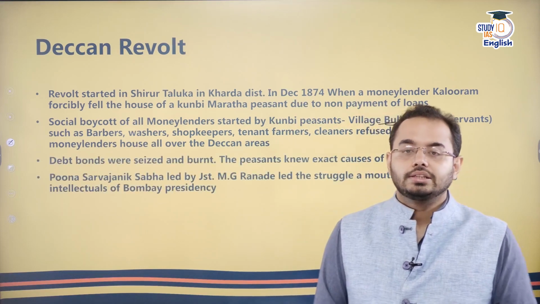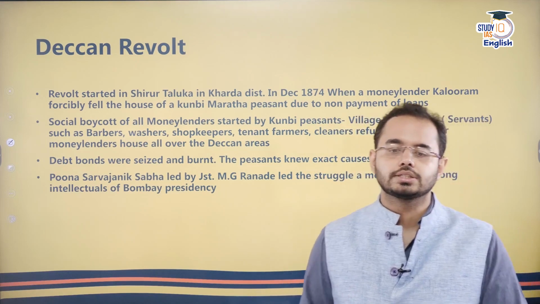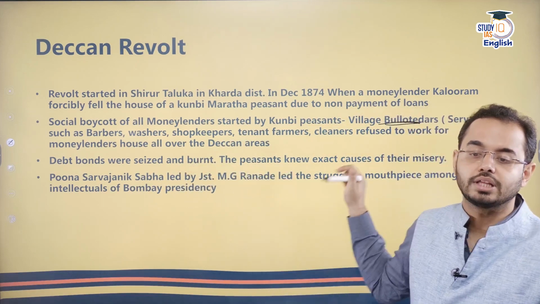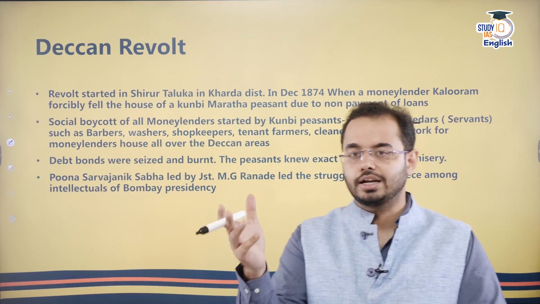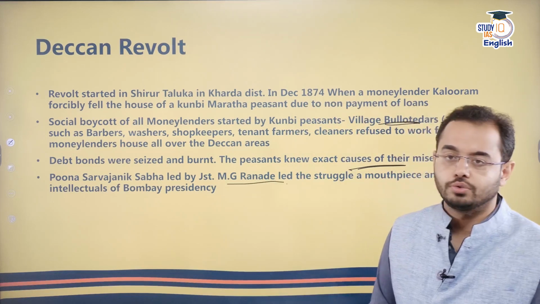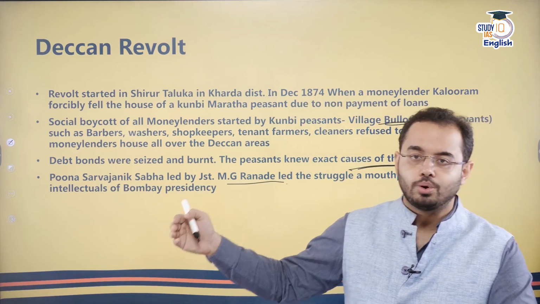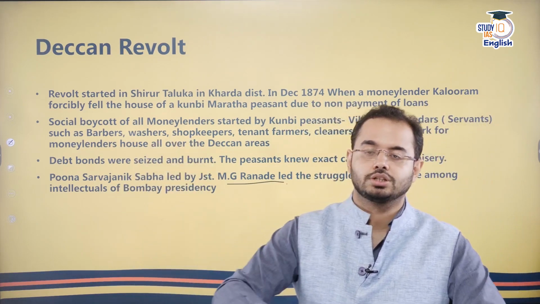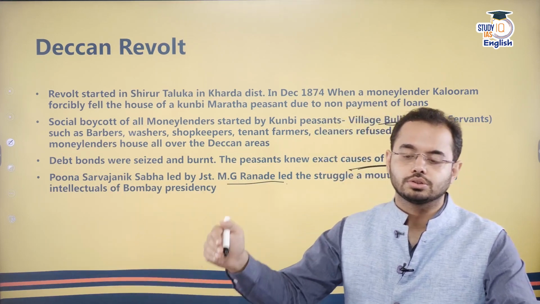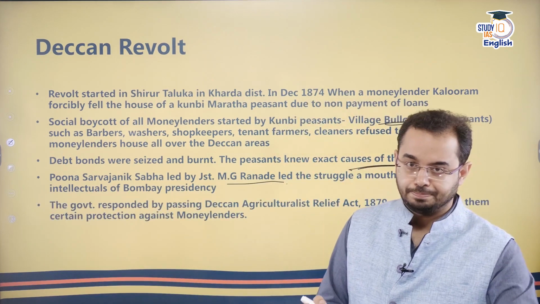Not only that, the debt bonds, the bonds which the peasants had to sign before taking an advance from the money lenders, were seized and burnt by the peasants. The peasants knew the exact cause of their miseries, that these debt bonds were the cause. The Pune Sarvajanik Sabha, which was led by Justice Mahadev Govind Ranade at that point of time, even gave political support to the peasant-based agitation going on in the Deccan area. And the Bombay Presidency intellectuals also supported them. Now, because of all of this, the Deccan Revolt became famous.